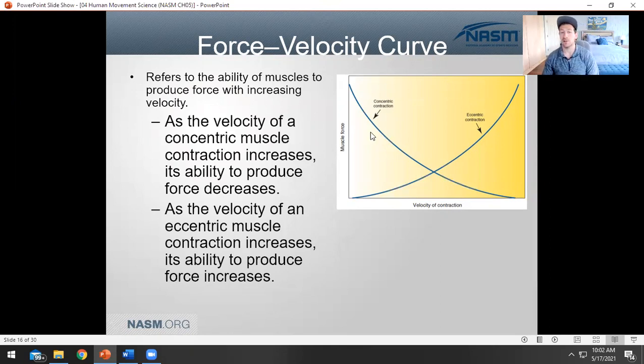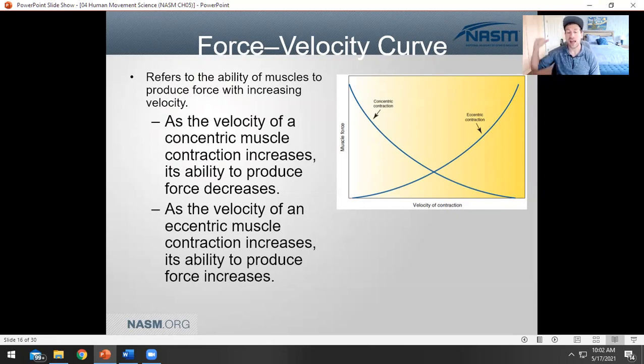This is your muscle's ability to produce force with an increasing amount of velocity based on its length. As the velocity of a concentric contraction increases, you get further through the full range of motion, and your ability to further produce force decreases. So as I go through a full bicep curl, as I'm getting towards the end, I don't have that much more room to move, so my ability to produce force is going to decrease.